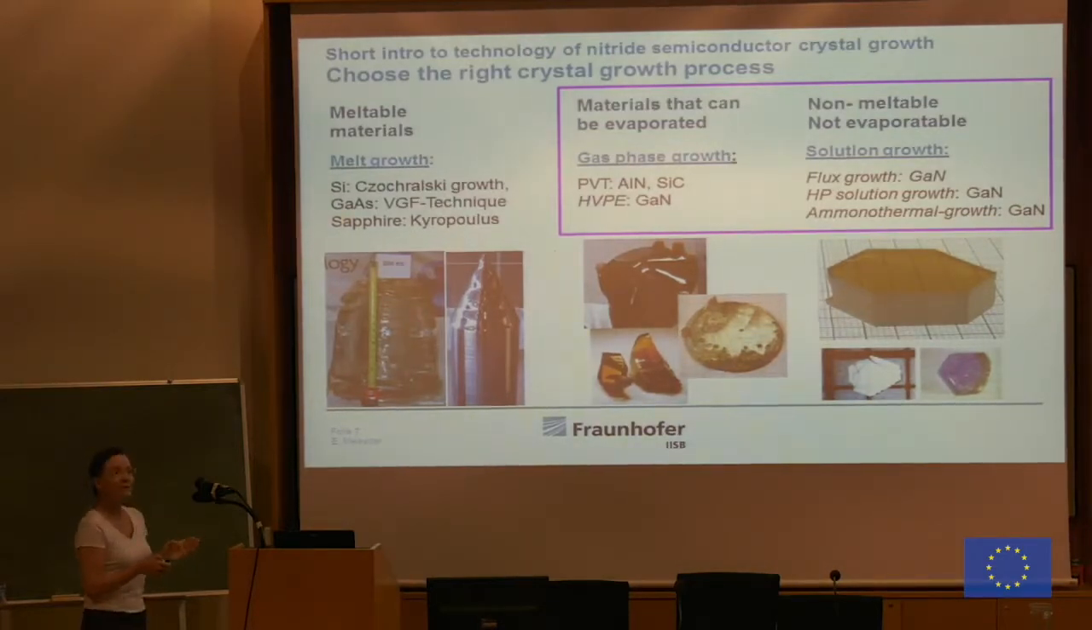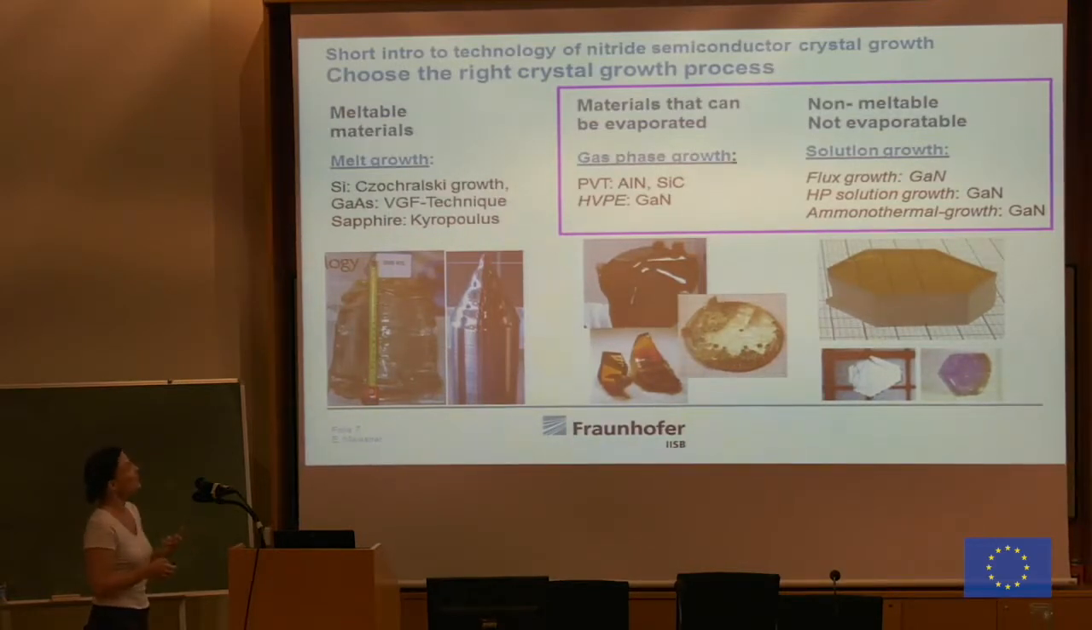So how to find the right process for crystal growth? How can we grow a gallium nitride or aluminum nitride crystal? This is a process that does not exist so far, or it exists in some forms, but it's not completely solved. And some years ago, it didn't even exist what would be the right choice for a process for growing the nitride crystals.